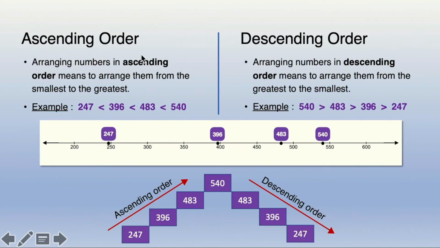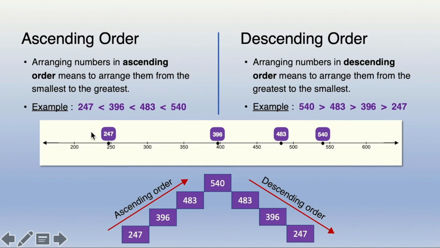Now, what do we mean by ascending order and descending order? So, arranging the numbers in ascending order means to arrange them from the smallest to the greatest values. So, over here we have 4 numbers. And for better understanding over here, these numbers are plotted or marked along the number line. So over here, this number 247 is having the least value out of all these 4 numbers. So in our ascending order, this will be our first number.